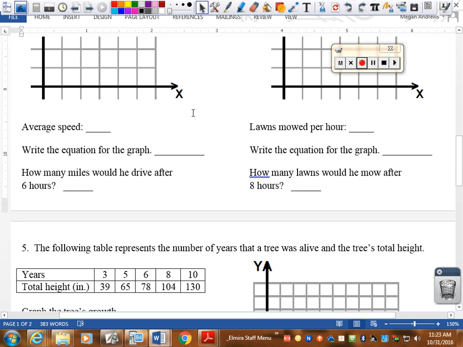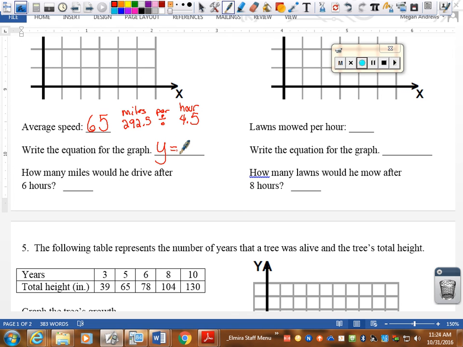Let's do the bottom part. Average speed. Okay, well, speed is miles per hour. That decodes this for us. Per means divide. 292.5 divided by 4.5. We're trying to figure out how much he went in 1 hour. That's your speed. Turns out that's 65. Write the equation for the graph. Y equals 65 times the amount of hours, 65x.